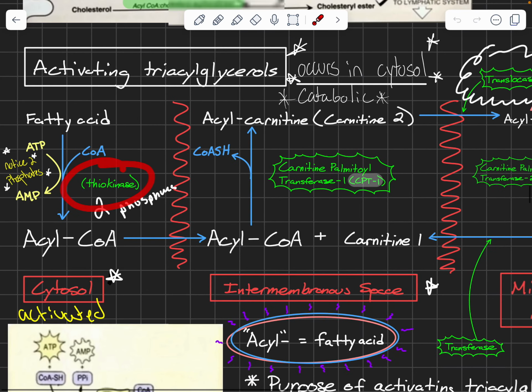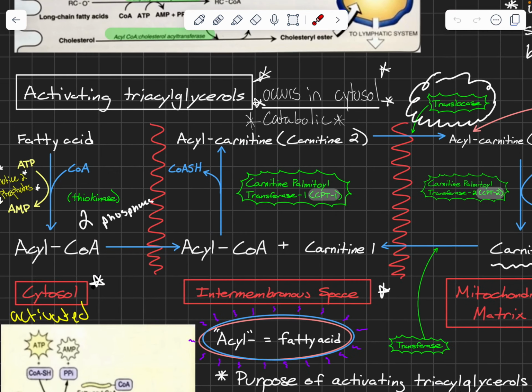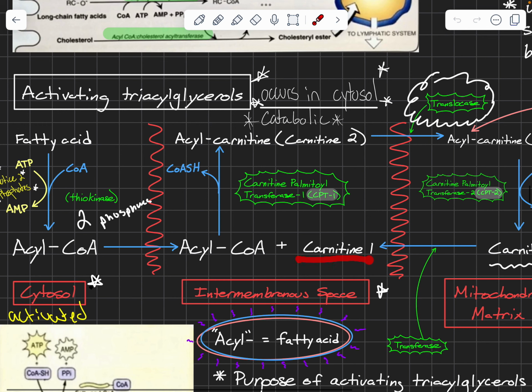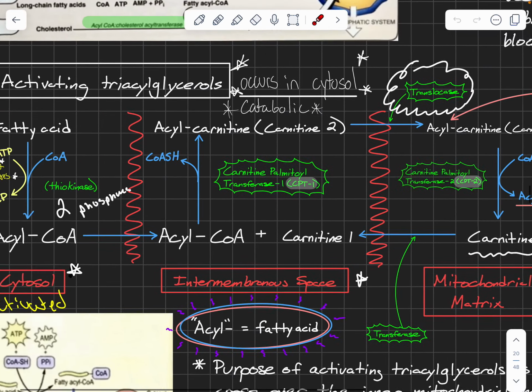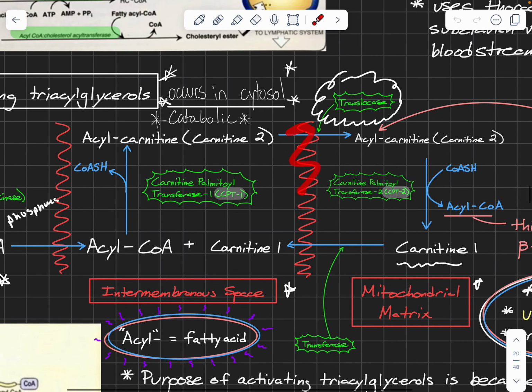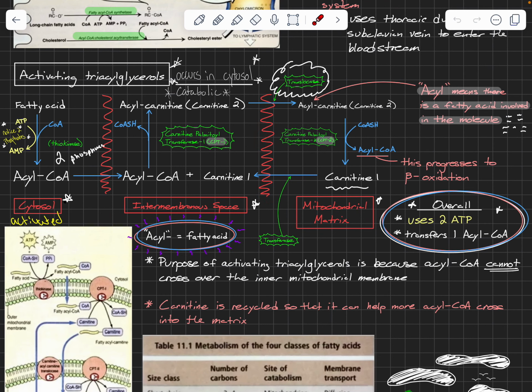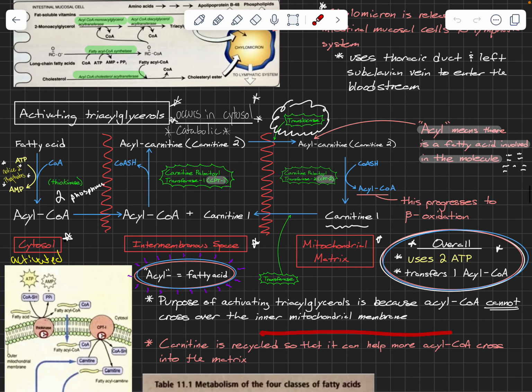So once we get acyl-CoA, it is going to go from the cytosol across the membrane into the intermembranous space of the mitochondria. And we can see we have a couple of functions here. This acyl-CoA is going to combine with this other little molecule right here called carnitine 1. What this is basically allowing it to do is that acyl-CoA really can't pass through this membrane, because acyl-CoA cannot cross the intermitochondrial membrane, and we need it to get through here.